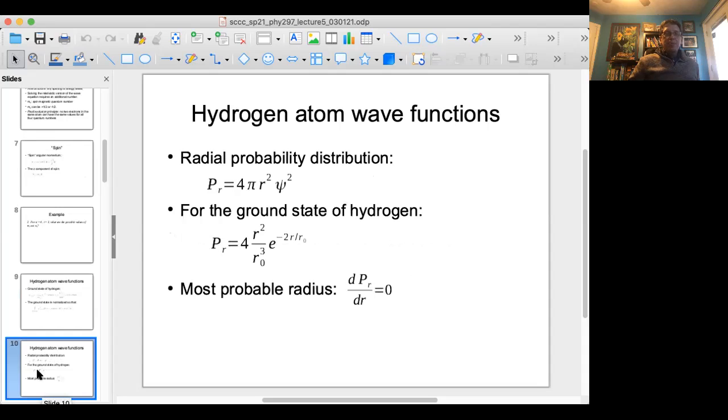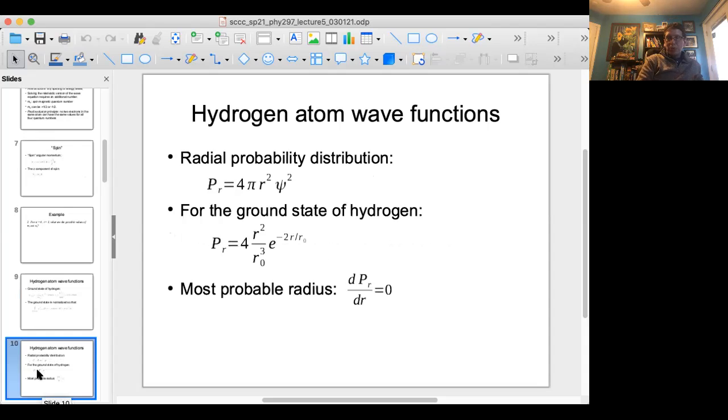And so the radial probability distribution is 4 pi r squared times the square of the wave function, which you can write as 4 r squared over r naught cubed times e to the negative 2r over r naught. And again, if you integrate that from r equals 0 to r equals infinity, you will get exactly 1.